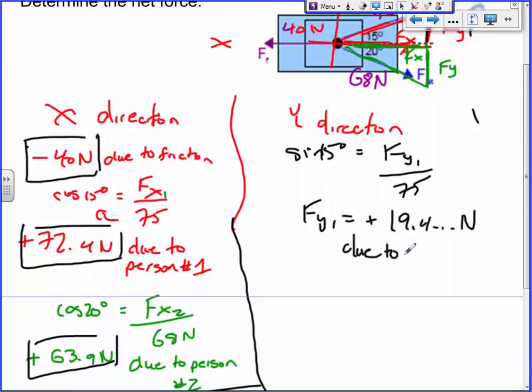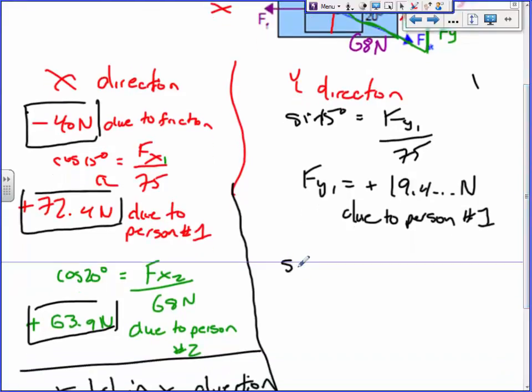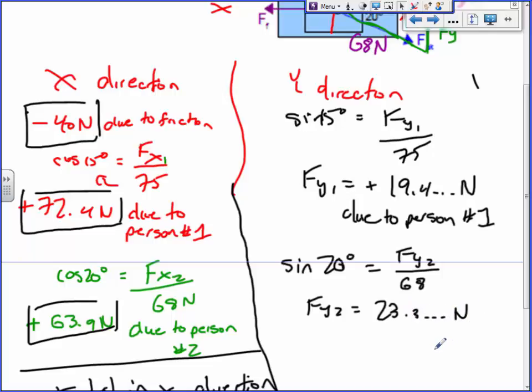That's due to person number 1 again. And then you want to do the exact same thing. You want to do the sine of 20 degrees for Fy for the second person, and this is over 68. Anybody calculate that yet? 68 times the sine of 20? 15.3? 23.3. But I'm going to throw in here a negative sign, indicating that this person is going downwards, right?